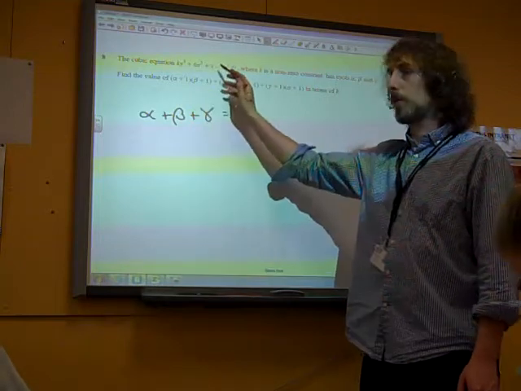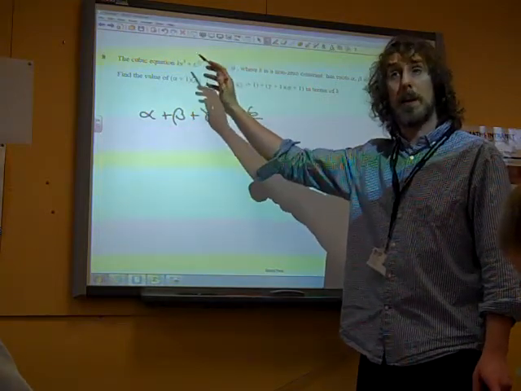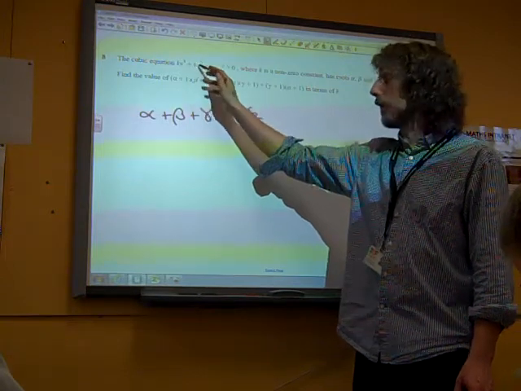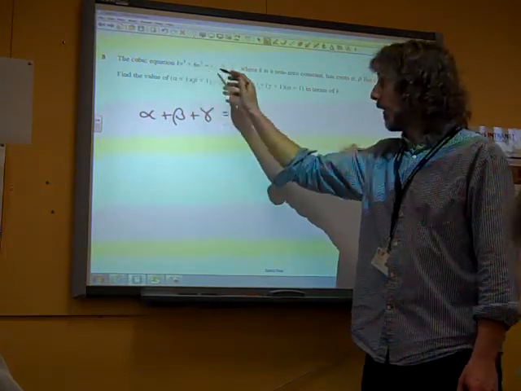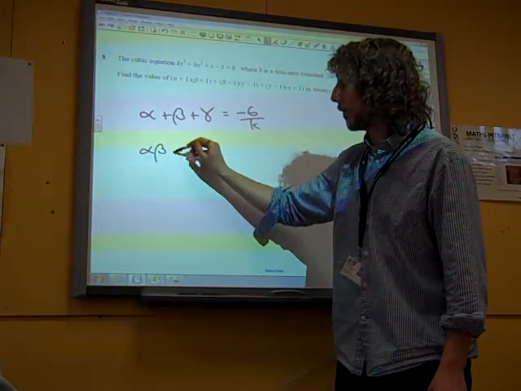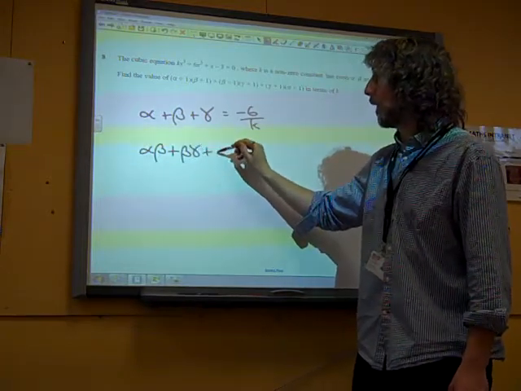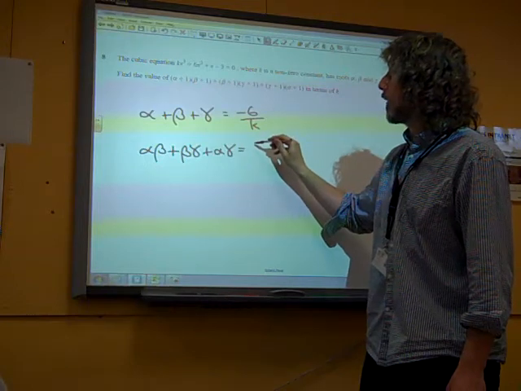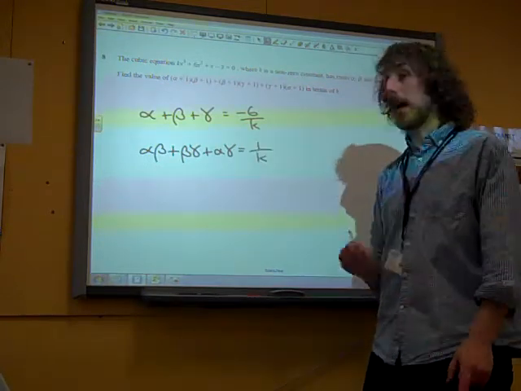The next one goes plus. So do you remember, it always starts minus. That's the way to remember it. So the second term is the minus. The next one will be plus. So that's alpha beta plus beta gamma plus alpha gamma is 1 over k.